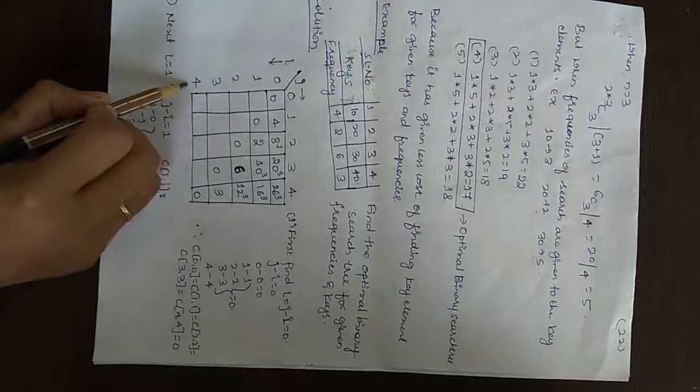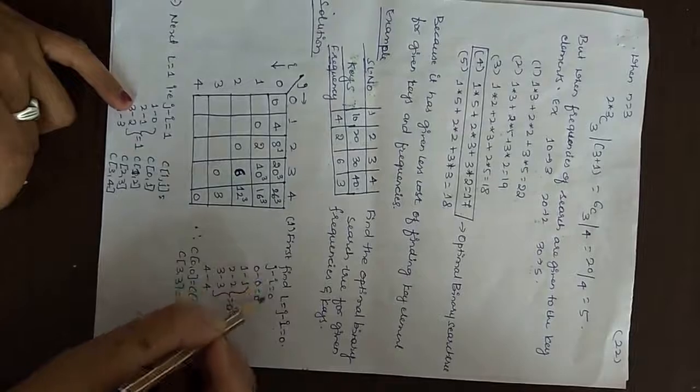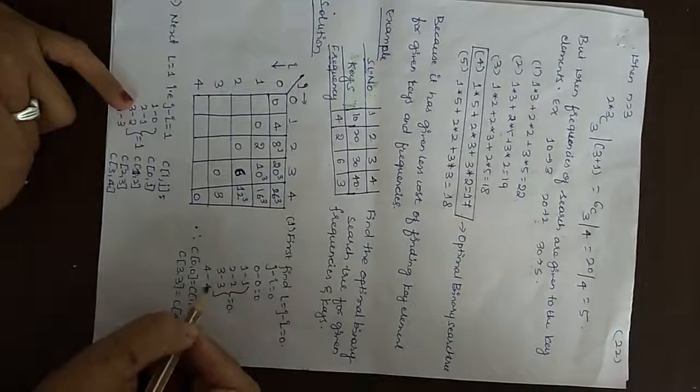See, rows are indicated by i and columns are indicated by j value. So j minus i should be 0. When do I get the value of j minus i as 0? If it is 0 minus 0, it gives me 0; 1 minus 1, 2 minus 2, 3 minus 3 and 4 minus 4. For all these pairs of i and j, I am going to get a 0 here, is it not?